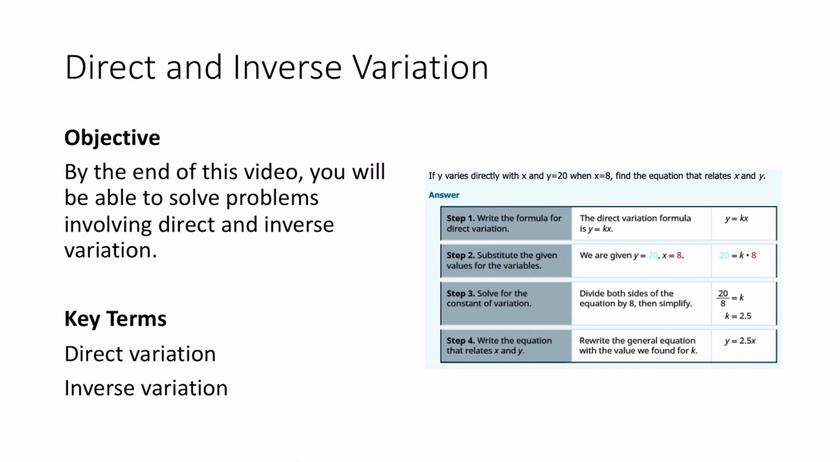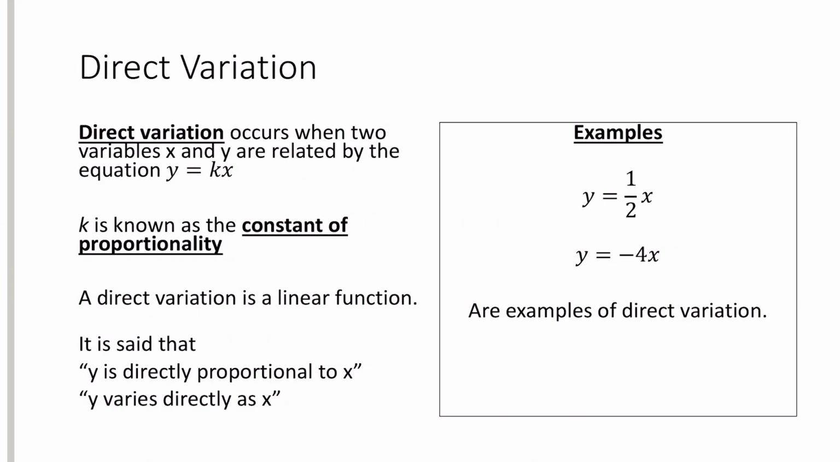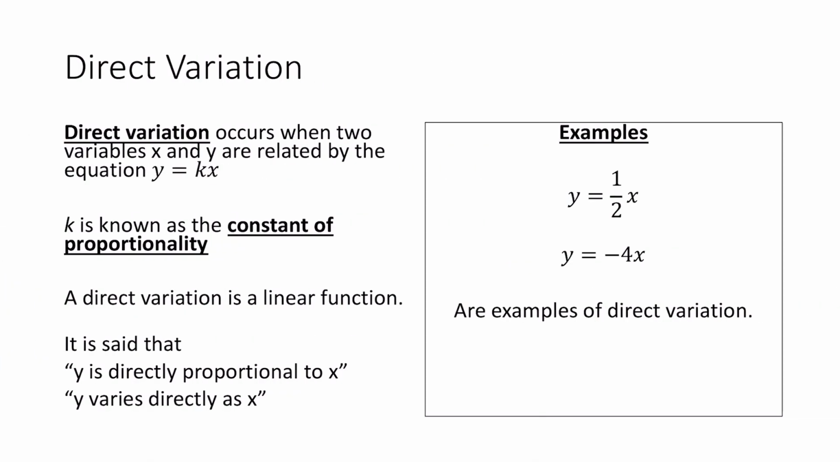In this video, we're going to talk about how to solve problems involving direct and inverse variation. Direct variation occurs when you have two variables x and y that are related by the equation y equals kx. K is a constant that's known as the constant of proportionality. A direct variation equation will be a linear function.